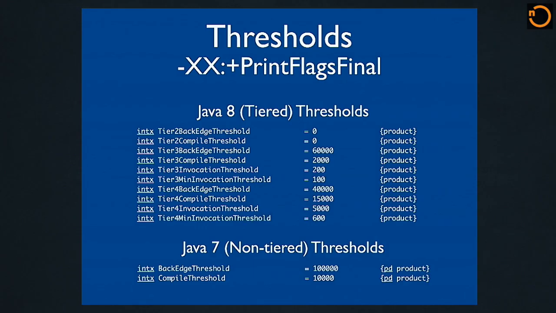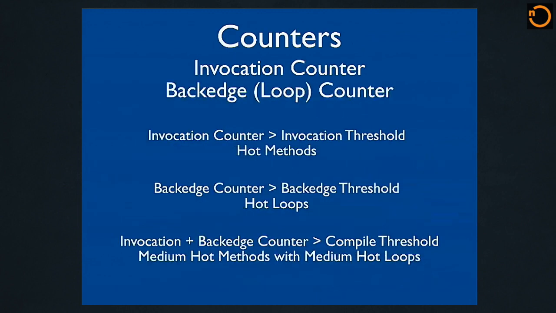This doesn't tell you a whole heck of a lot. There are some new ones for tiered compilation in Java 8, and there are some other ones that don't have tier on them for Java 7 and earlier. What those thresholds correspond to are counters. There is an invocation counter for the method, as I already said, but there is another one that's a little more specific to HotSpot. It's less common in other JITs. There is a back edge counter, or more simply put, a loop counter.